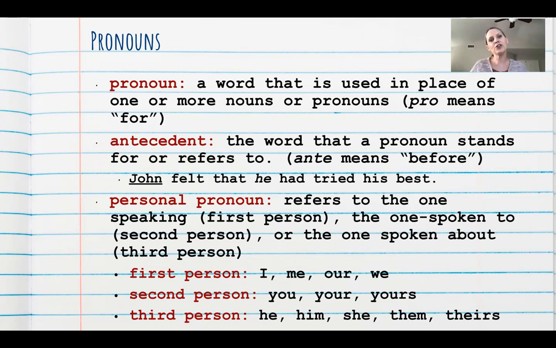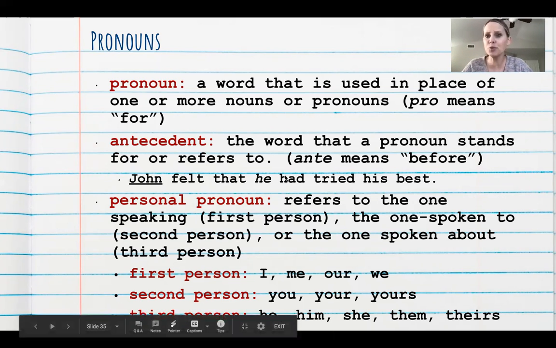Okay. Now, when you're learning the word pronoun, you've got to learn his buddy, which is the antecedent. The antecedent is the pronoun's BFF, okay? I'm really into Greek and Latin root words, so I have to say ante is the root word for before. So antecedents are usually the words that come before pronouns, and that's what the pronoun is standing in for. So it's what is the pronoun replacing, okay? So it's the word that a pronoun stands for or refers to.